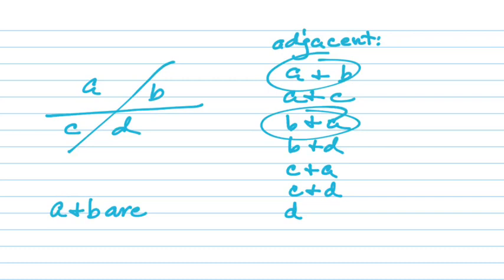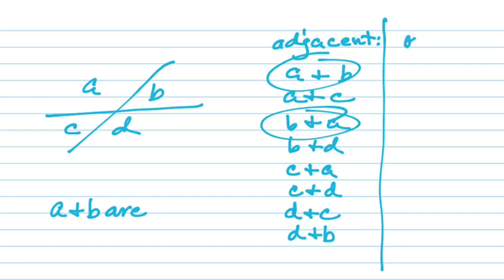How about point D? D and C, D and B. We did that one backwards. Those are all adjacent because they are what? Side by side, next to each other.